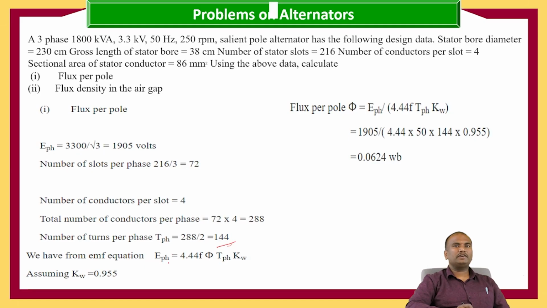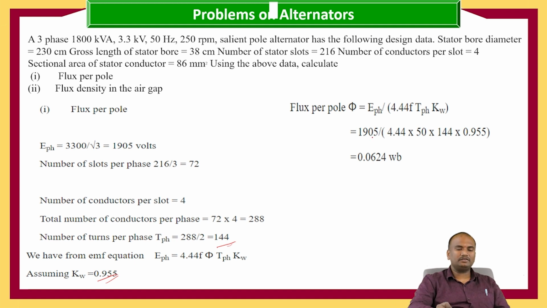And from the EMF equation, E phase is equal to 4.44 f phi number of turns per phase into kW. Here we are assuming kW as 0.955. If we substitute these values into the above equation, we will get the phi value is equal to E phase by 4.44 f into T phase into kW, that is the winding factor, Kp into Kd.